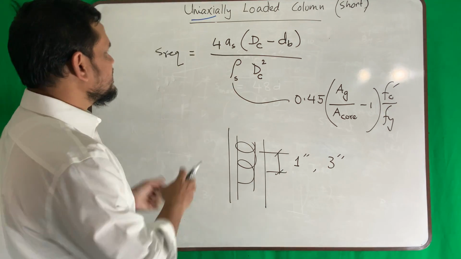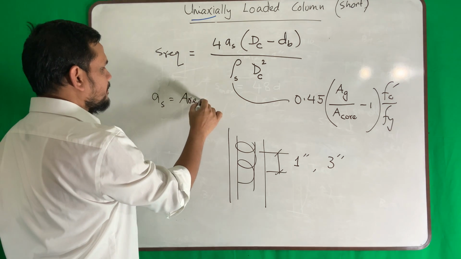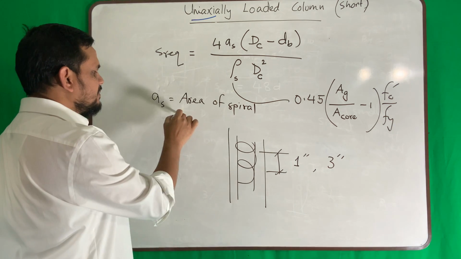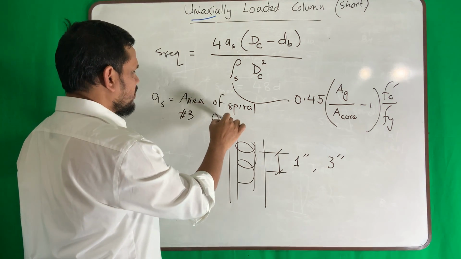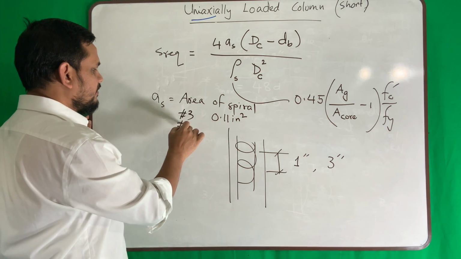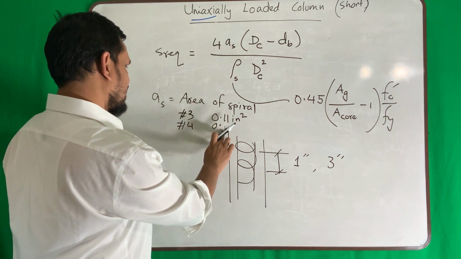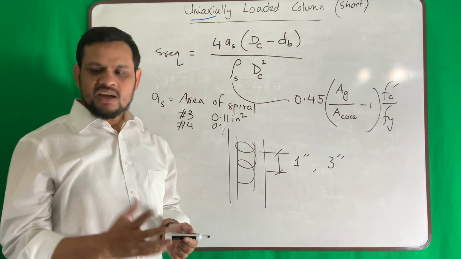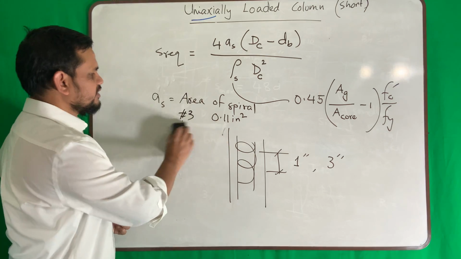4 AS. What is AS? AS means area of spiral. If you use number 3, your AS will be 0.11 inch square. If it is number 4, I forgot the area of number 4, most probably 0.19 or something, whatever it is, you can see your book, that is not a problem. That is just an example.